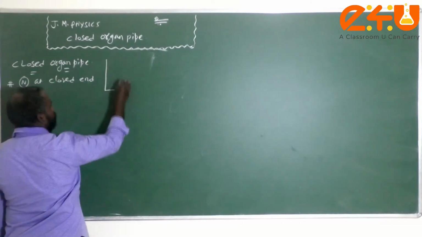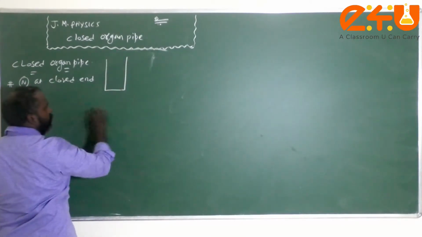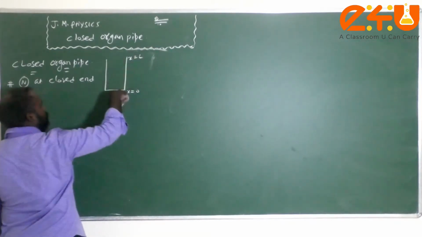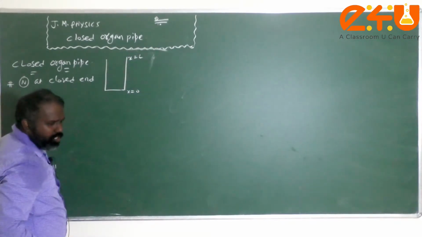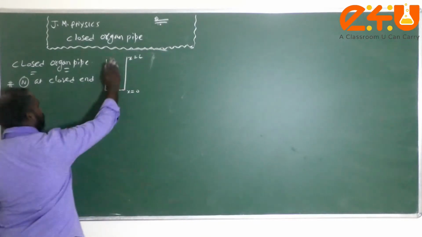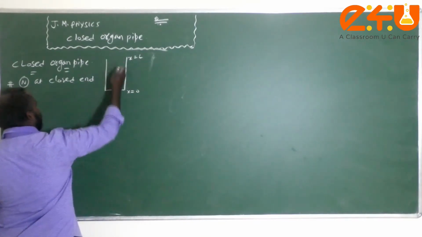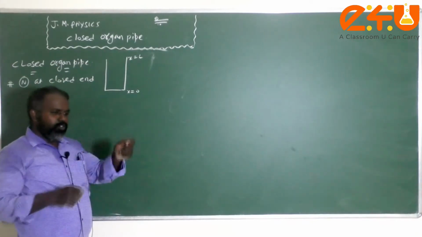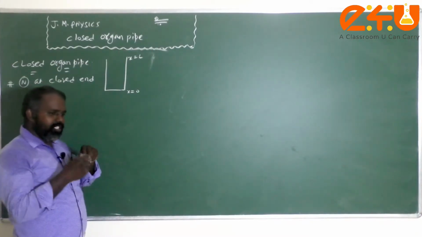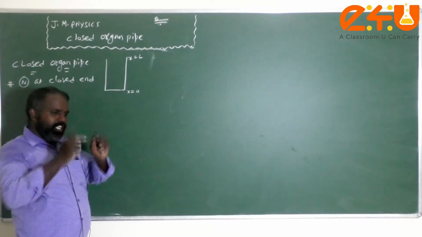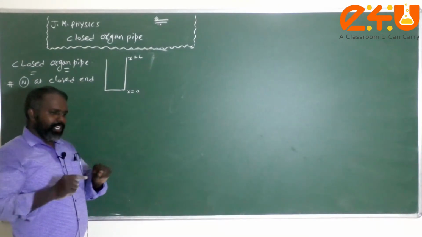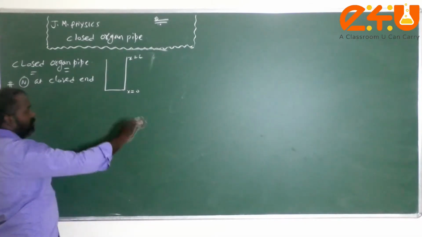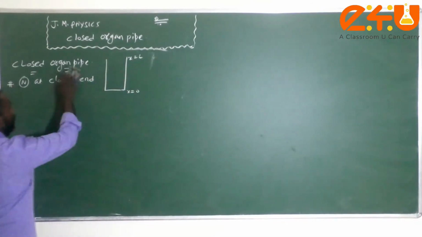Let us consider this is a closed tube, where x equal to 0 to x equal to L, where L is the length of the tube. Inside that there is air. Sometimes you may play with a pen cap, removing the pen cap and blowing air. When you blow, the air column inside the pen cap vibrates and makes a whistle sound. That is how you can understand this.